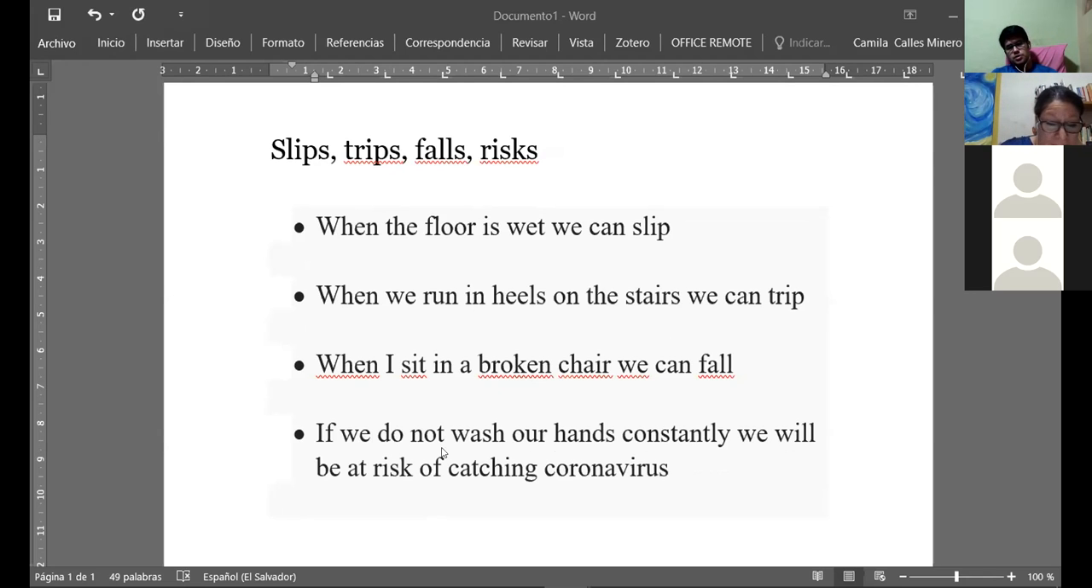And let's see the next one. In the risk, actually, if we don't wash our hands constantly, we will be at risk of catching coronavirus. Yes. All right, if you don't wash your hands constantly, you will be at risk of catching coronavirus. That's true. It probably doesn't have much to do with slips, trips, and falls, but it makes sense. So all of these are things that can possibly happen to you. Yes, in case of that.